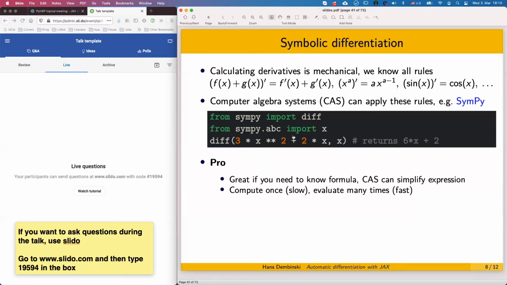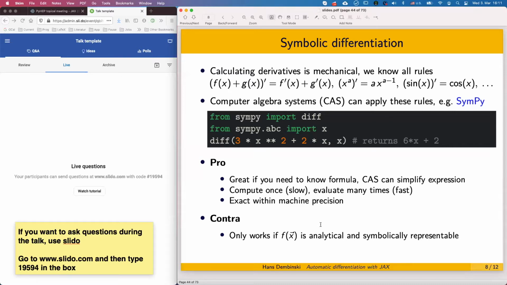So this computation here is actually slow. SymPy is completely written in Python, so it's not doing this very fast, but the output it produces can then be very fast. When you put in new numbers in the same derivative formula, then this calculation can be fast. And it's exact, so within machine precision, so we don't have this problem as we had before.